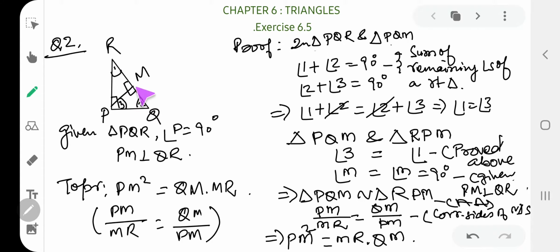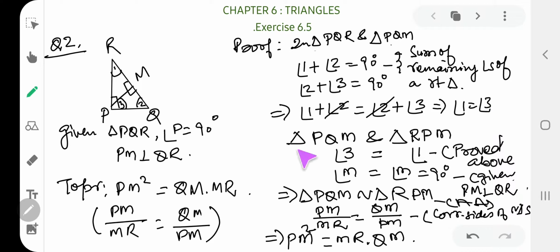Similarly, in this small triangle PQM, angle M is equal to 90 degree. That means the remaining angle will have their sum equal to 90 degree. Therefore, 2 plus 3 is also 90. Both are 90. That means 1 plus 2 is equal to 2 plus 3. 2 and 2 will get cancelled and you will get angle 1 is equal to angle 3. Now children, this is something very important that you have proved.